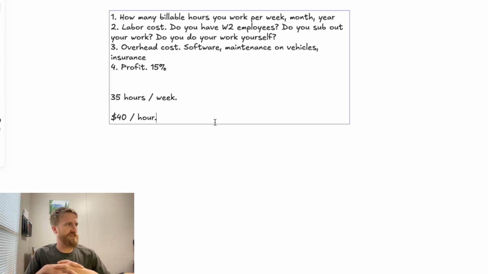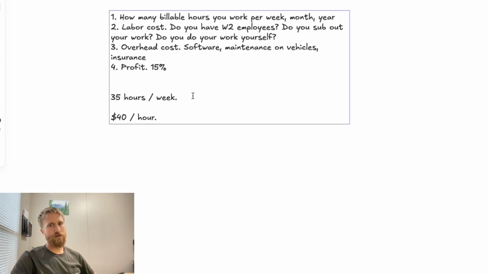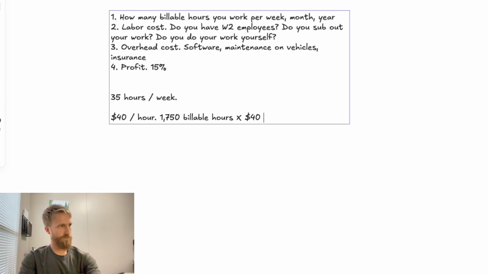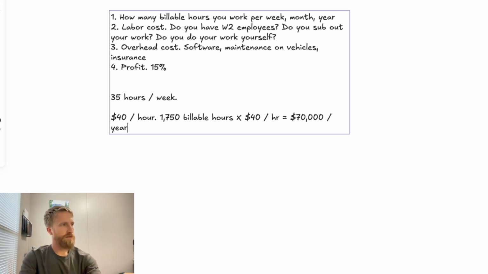Okay, so let's say that's $40 an hour. For this scenario, let's assume that you're working 50 weeks out of the year, you're taking 2 weeks off. Hopefully, you do that. And so, if that's the case, you're going to have 1,750 billable hours that you work every year times $40 an hour, and you're going to get $70,000 per year. So that's how much you're paying yourself.